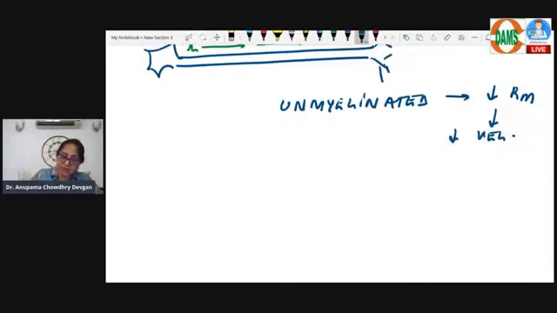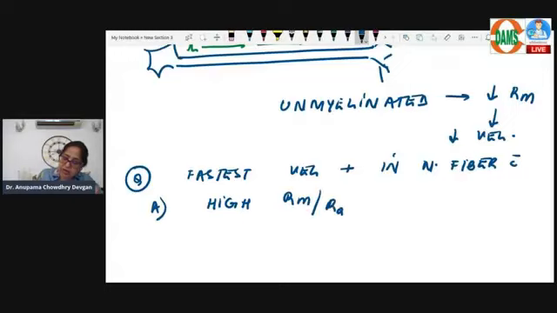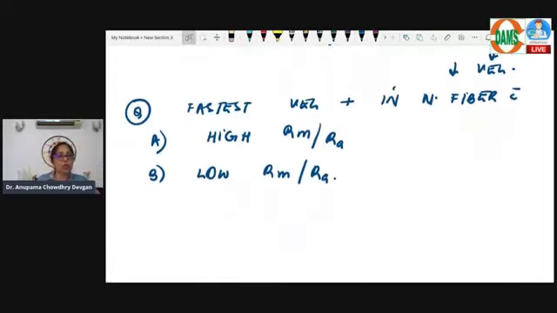Let's have a look at another question. Fastest velocity will be present in a nerve fiber with a high Rm by Ra ratio or a low Rm by Ra ratio. Fastest velocity will be seen in a nerve fiber with.